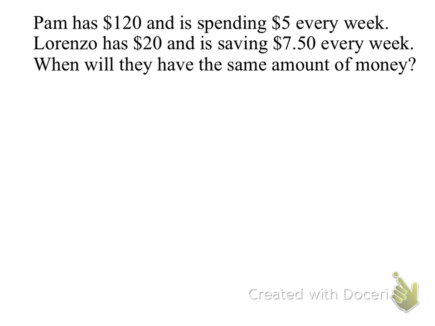All right, let's look at one word problem before we go. Pam has $120 and is spending $5 every week. What are my unknowns? What's the dependent? What's independent? The money spent and the money saved is independent.